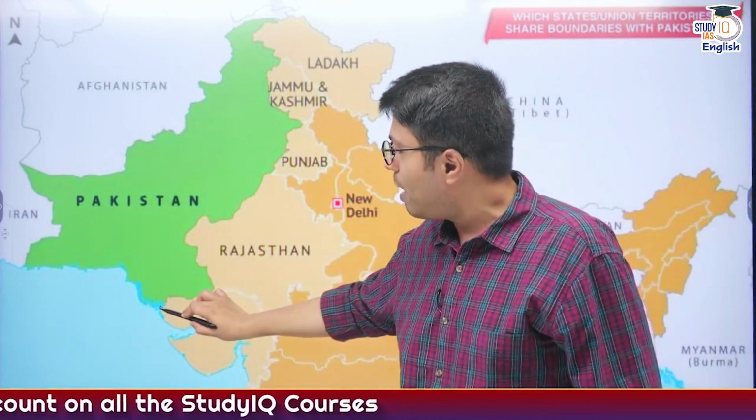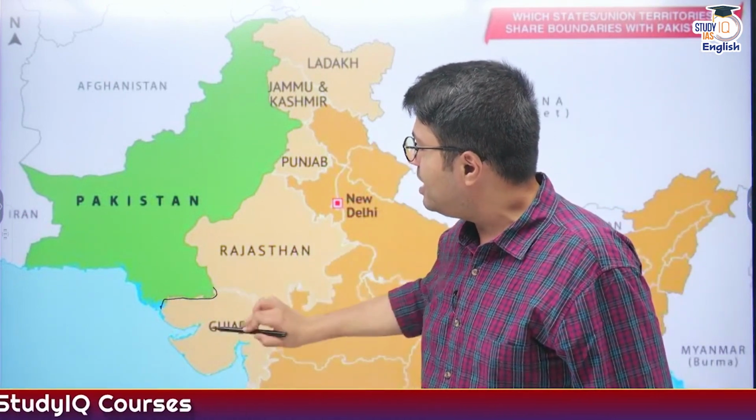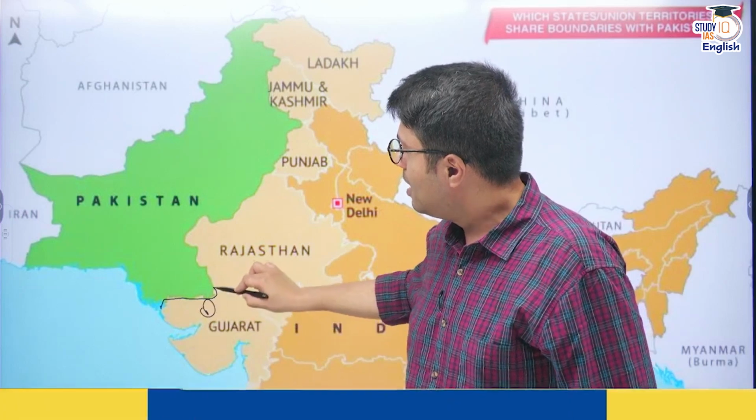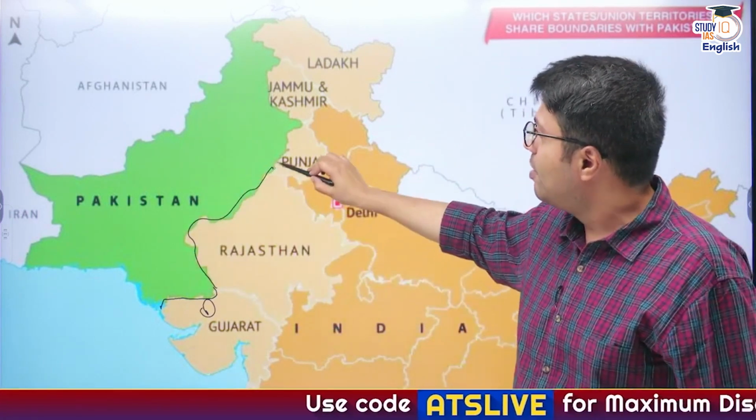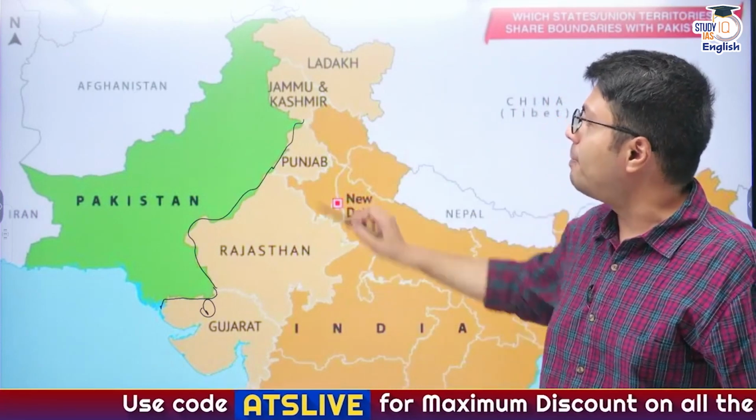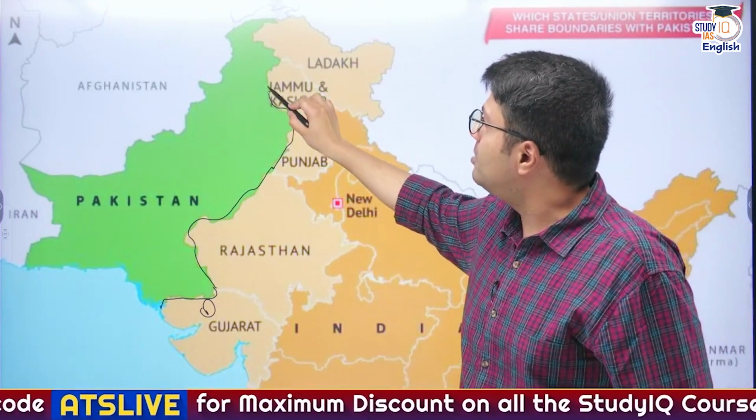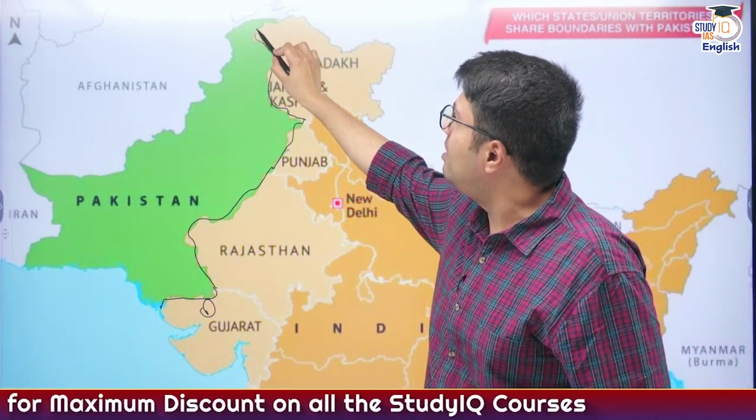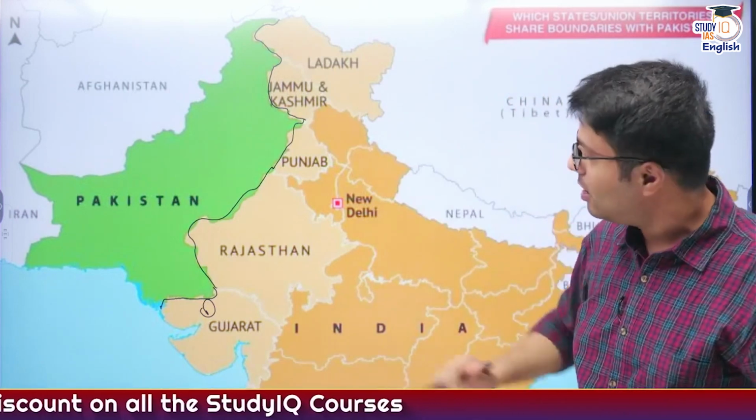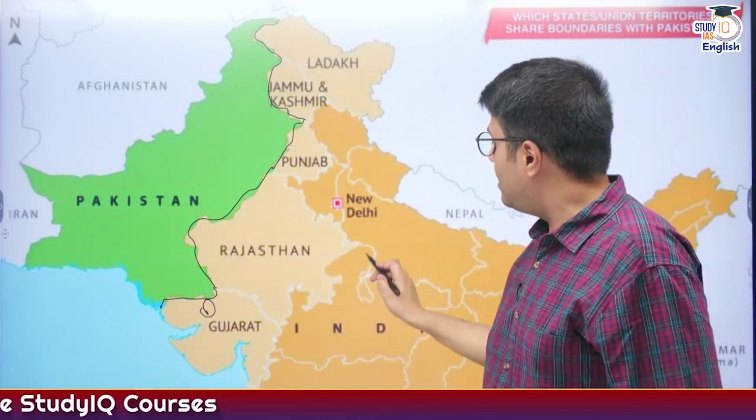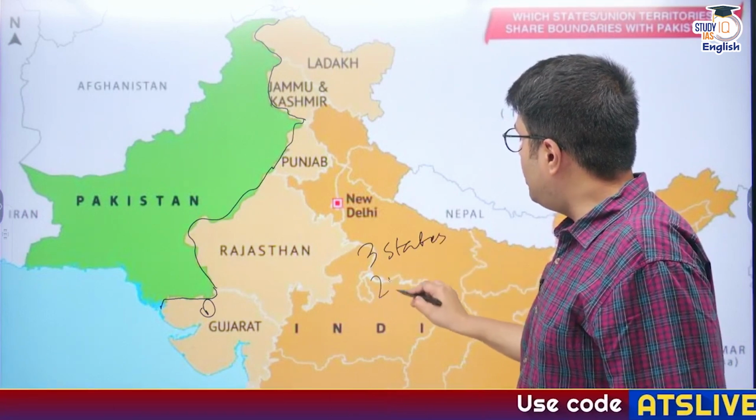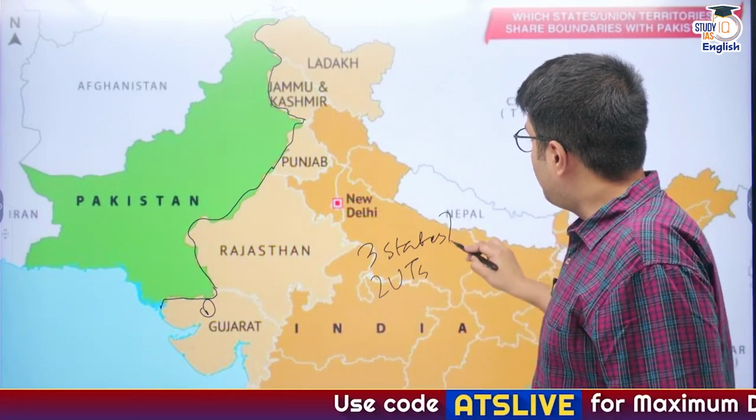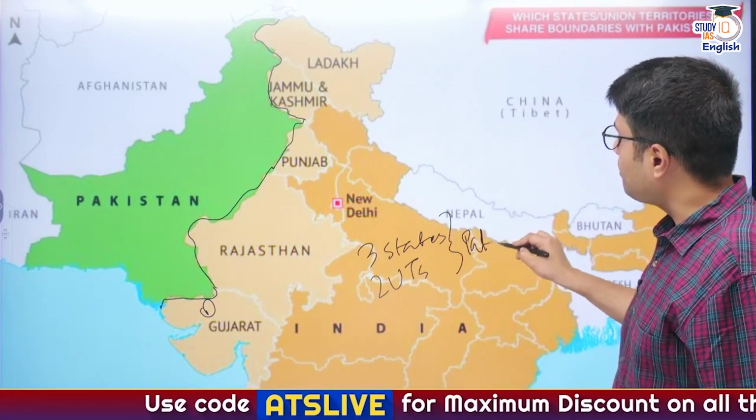Now, India shares its boundary with Pakistan in different states and union territories. First is Gujarat. Then Rajasthan also has a sizable amount of boundary with Pakistan, followed by the state of Punjab. And this boundary also stretches into the existing union territories of Jammu and Kashmir and Ladakh. So, from this map, what do you understand? 3 states in the Indian Union and 2 union territories share boundaries with Pakistan.